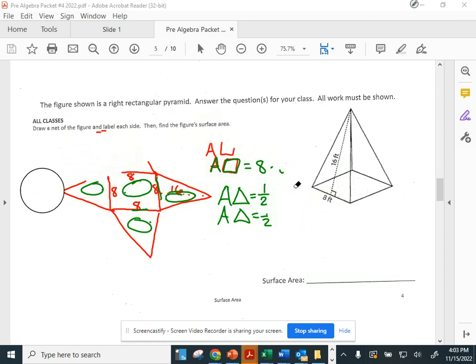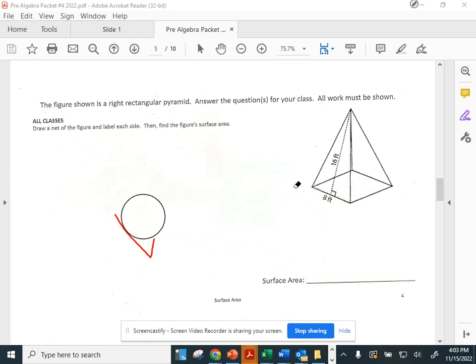That is that geometry page. Now let's look at our next geometry page.